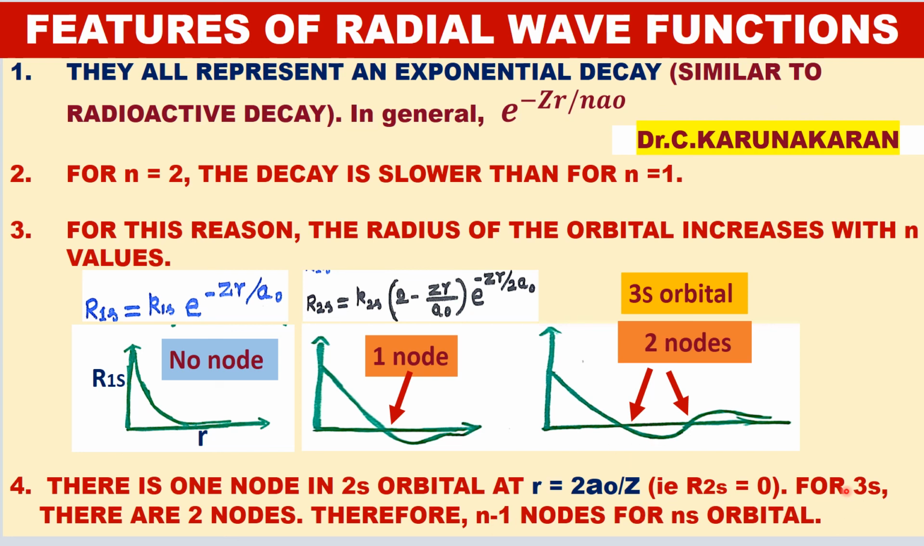For 3s orbital, there are two nodes. Therefore, in general, for s orbitals, there are n minus 1 nodes. For p orbitals, there are n minus 2 nodes. For d orbitals, there are n minus 3 nodes.